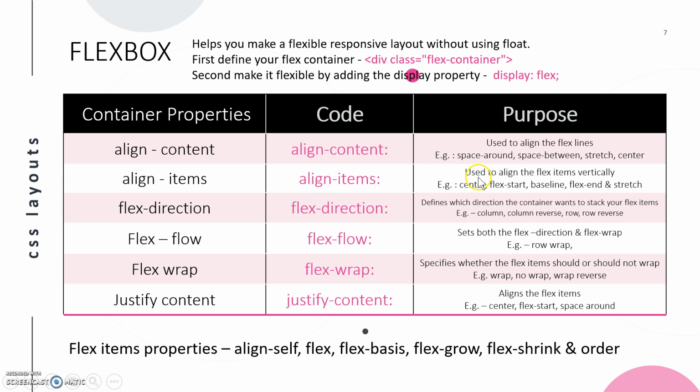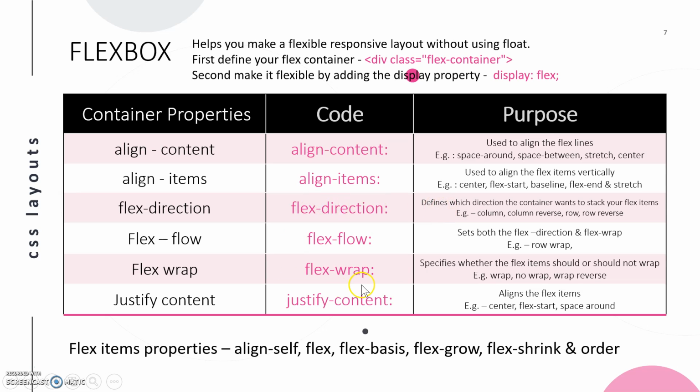Align items is when you want to align your flex items vertically. So you would do align items and then center if you wanted it in the center, or baseline. Flex direction defines what direction the container stacks your flex items. So you would do flex direction column or flex direction row.